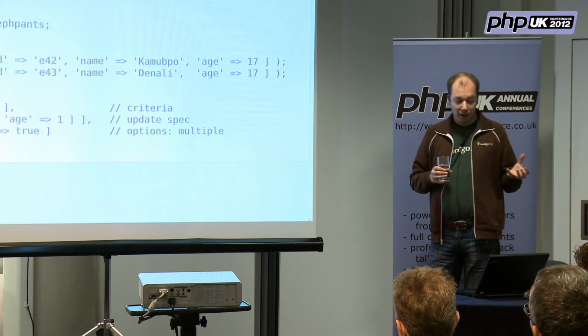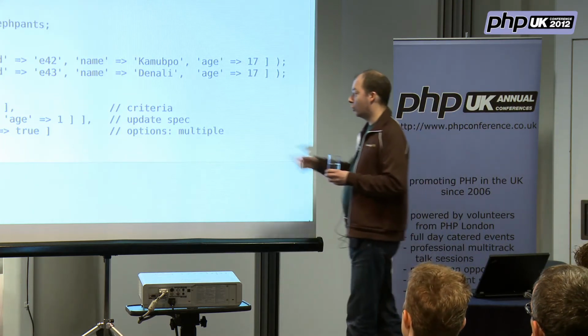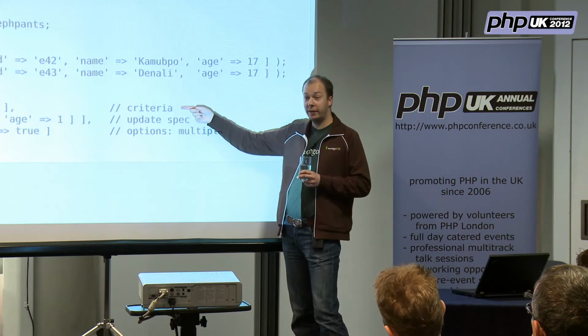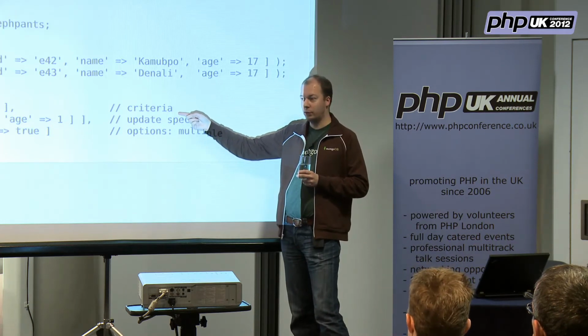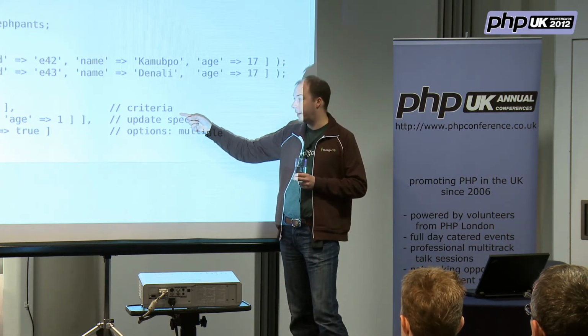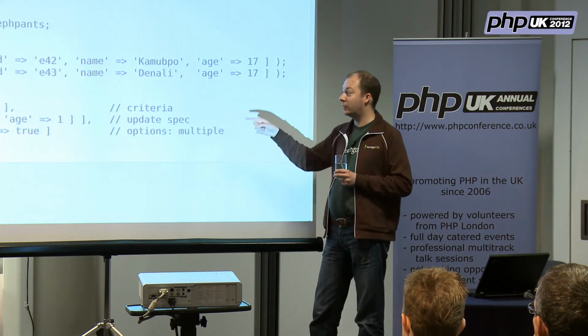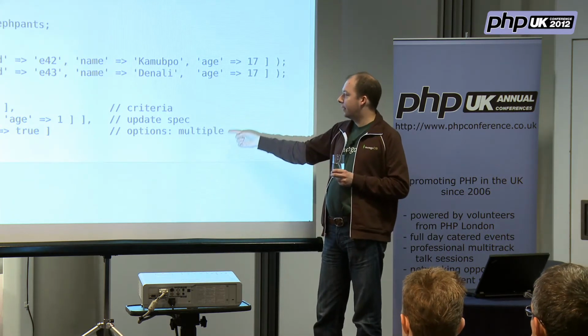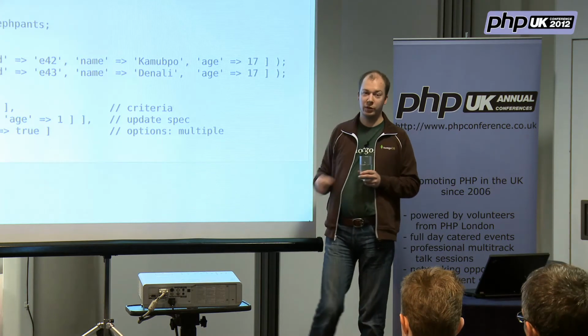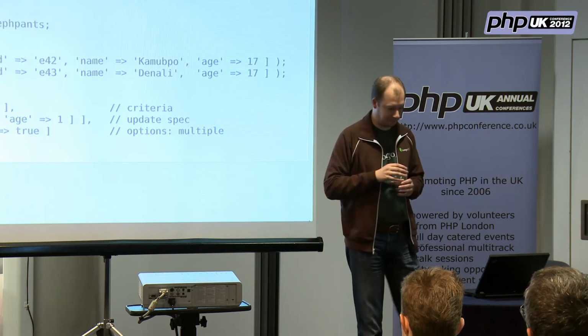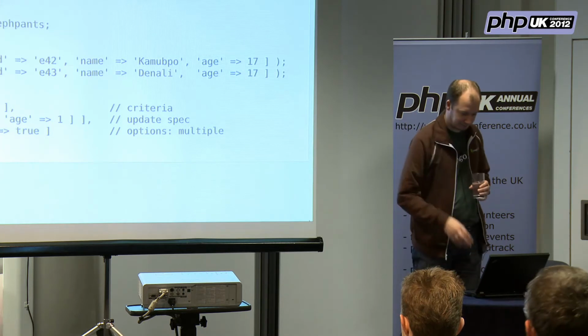So in order to get around this, you will have to set an option to update. We have the criteria, the documents we want to update. What to do with them is the update specification. We want to increase the age by 1. And then we set multiple to true to make sure that it updates multiple documents.